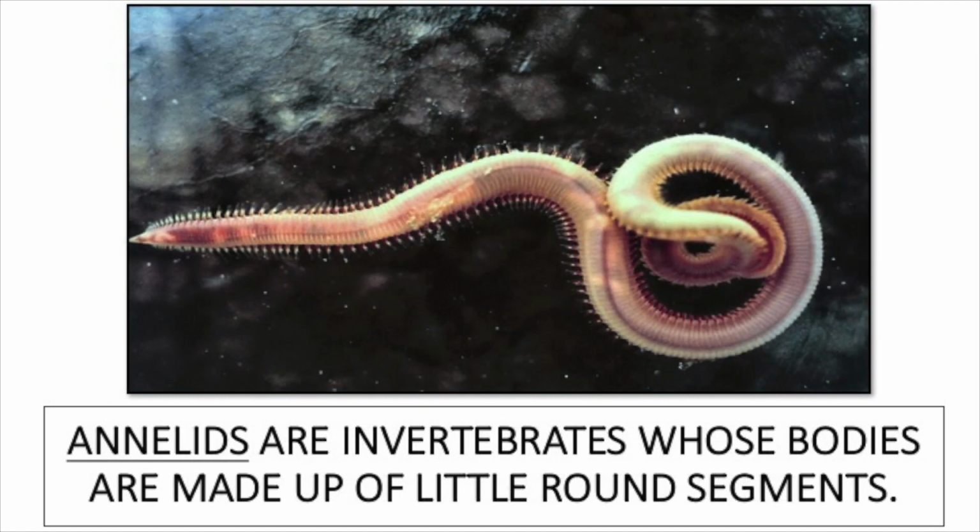Annelids. Annelids are invertebrates whose bodies are made up of little round segments. Yes, if you look really closely, you can see each part of this animal is made up of a little segment. It's almost like we could pull them apart into little pieces. You see how each part of the body is like a little circle. And if we put them all together, it makes one big, looks like a worm, but is actually an annelid. And once again, no backbone. So it's an invertebrate.